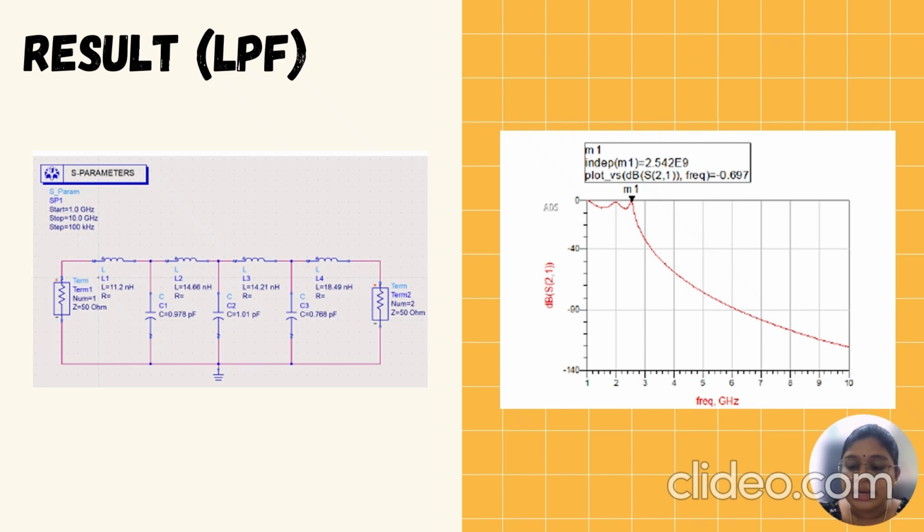So the result confirmed the lumped element values and the filter topology successfully achieved the desired low-pass behavior and the specific cutoff frequency and ripple. Overall, this verified the design before moving on to implement it in the distributed form.